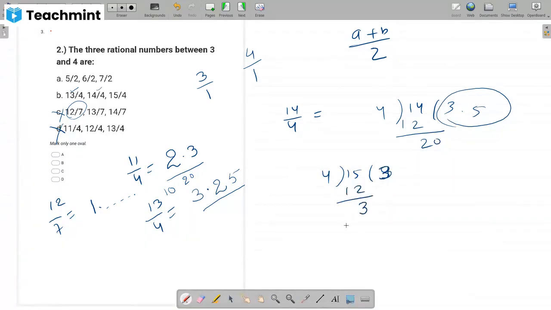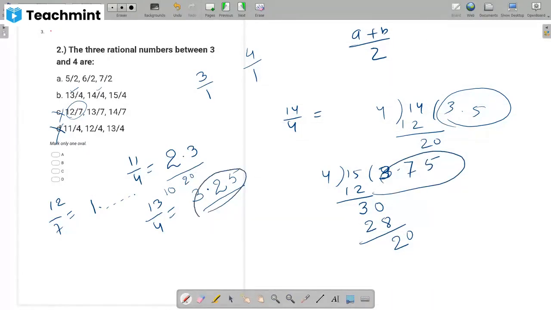3 carry. 3 not carry, remainder. Now when you put decimal, you will get 30 here. Now 4 6 are 4 5s are 4 6 are 4 7s are 4 8s are 4 7s are. Okay, 28 to carry. Now 4 5s are 20. So all these three numbers lie between 3 and 4. So this B is the correct option.